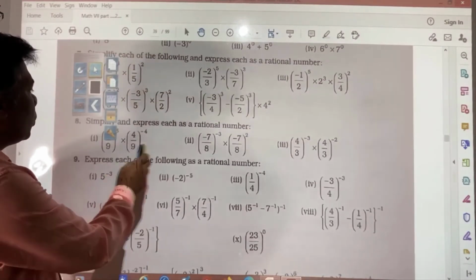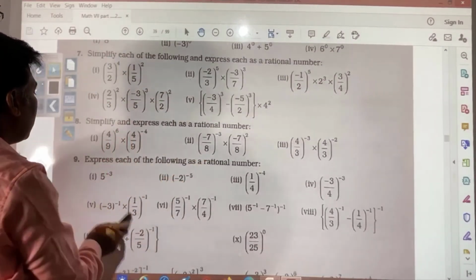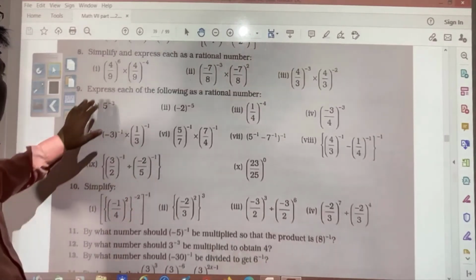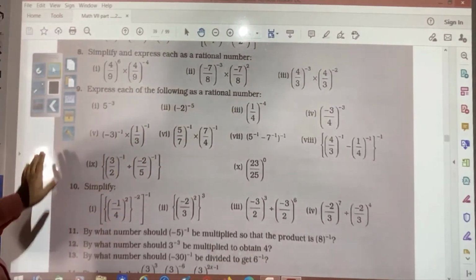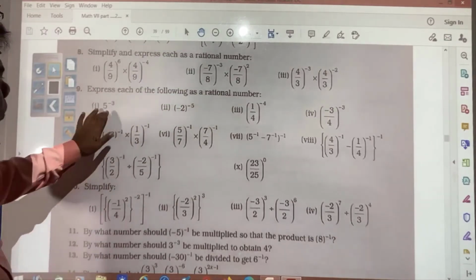Next you see, the rest of the questions you should be able to solve. Next you see, express each of the following as a rational number. So easy it is. I hope you will be able to do these questions.